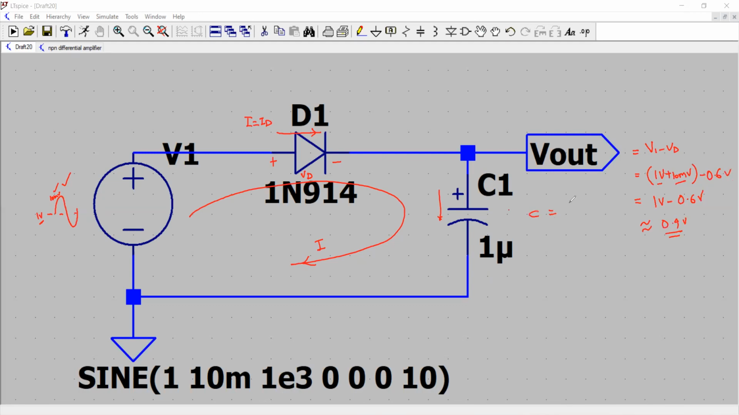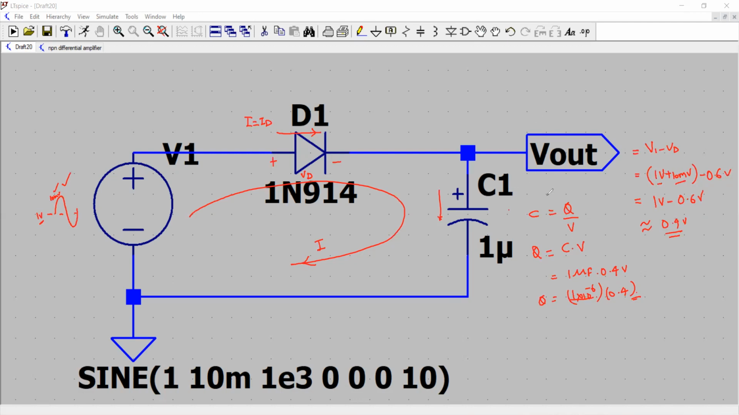Therefore, C equals Q over V. So the charge that you get is C times V on the capacitor, which is equal to 1 microfarad into 0.4 volt, and that is your charge in coulombs. Okay, so just find out how much that charge is: 1 into 10 to the power minus 6 multiplied by 0.4. That will be your charge.